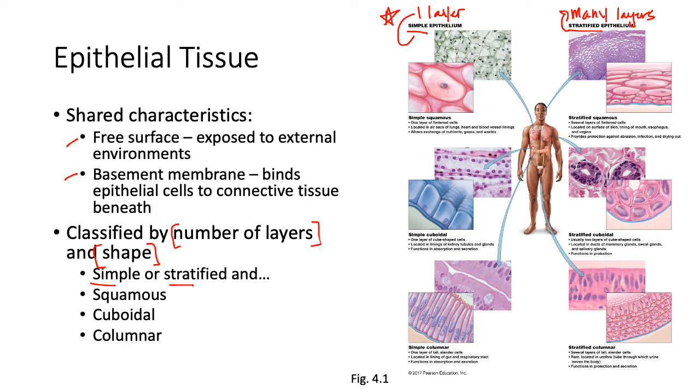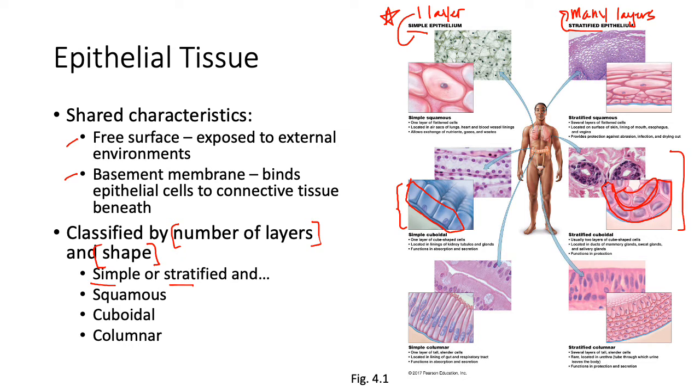So for example, for simple cuboidal here, we can see that there's 1 layer of blue cells. But if we compare that to stratified cuboidal here on the right, we can see that there are multiple layers. There's a layer here and a layer here. So we see 2 layers in this example, for instance. So we can classify based on how many layers are there. Is there 1 layer? Great, that's a simple epithelium. Are there many layers? Great, that's a stratified epithelium.